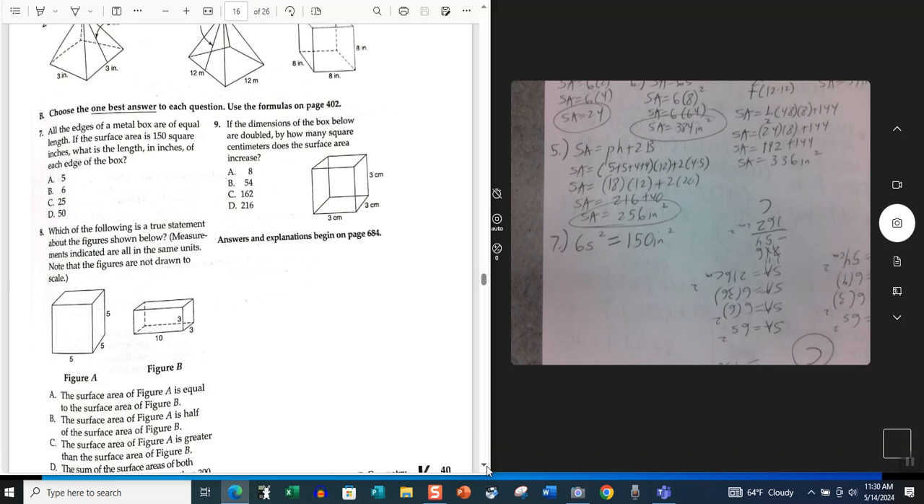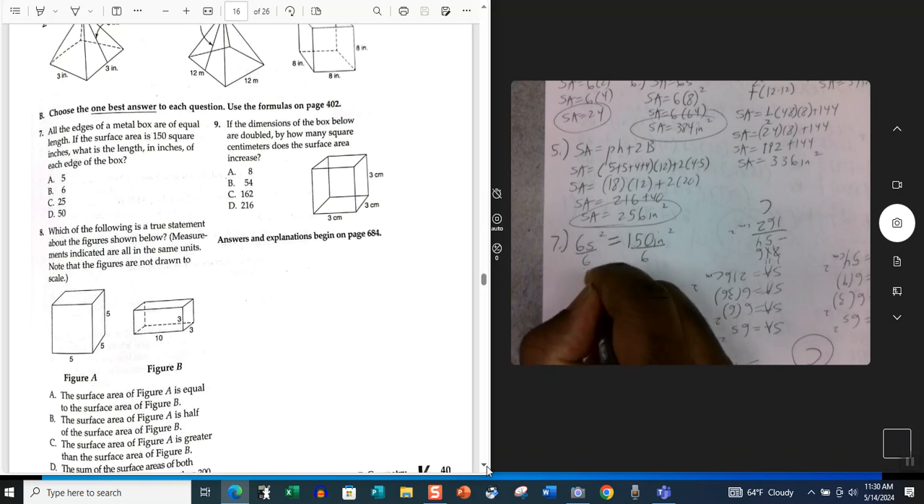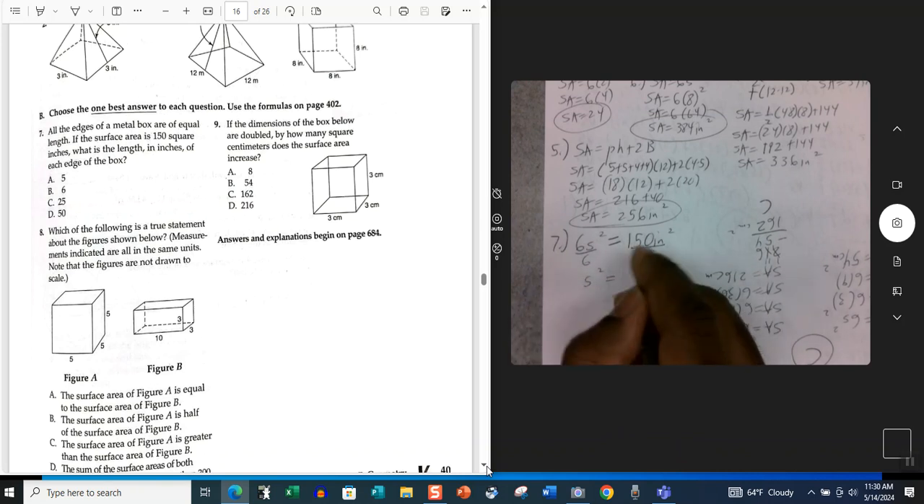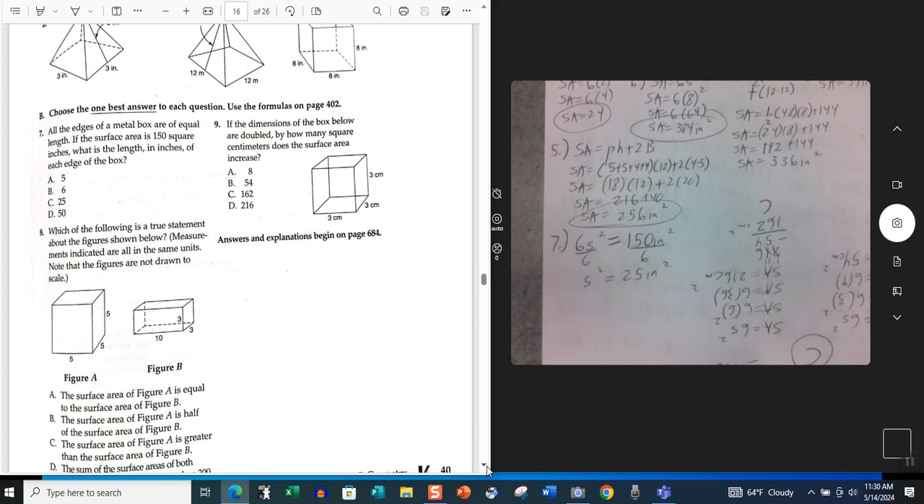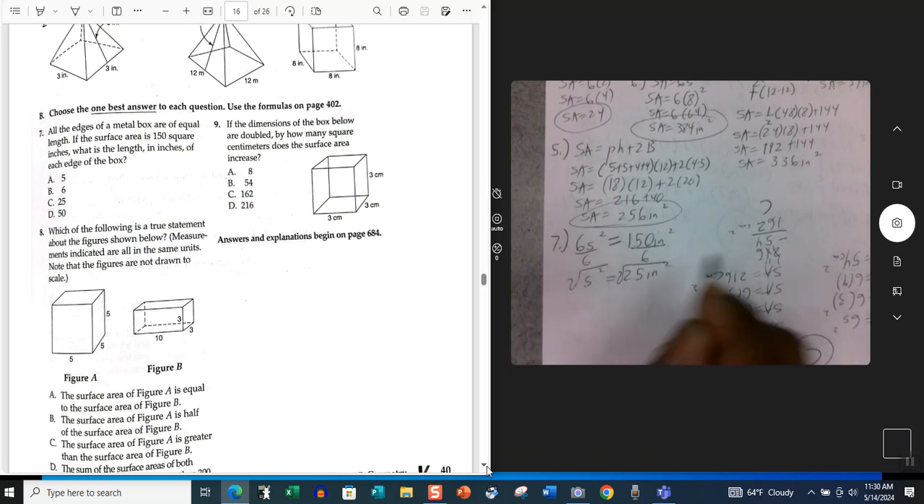Now to find the length, all we need to do is divide each side by 6, and we have the side squared is equal to 150 divided by 6, which is 25, and that's 25 square inches. We'll take the square root of both sides, and the side is equal to 5 inches. So your answer here would be A.